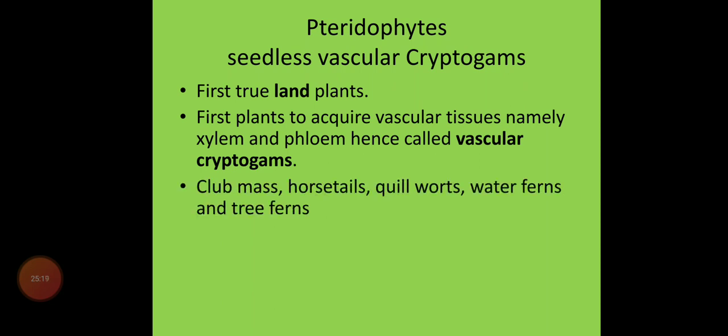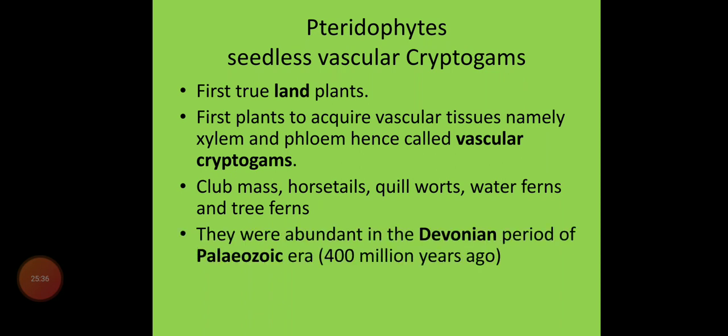Some examples of pteridophytes: club moss, horsetail, quillworts, water ferns, and tree ferns. These are the types of pteridophytes that grow in various places. Scientists believe that over 400 million years ago, these pteridophytes grew abundantly on the earth's crust.